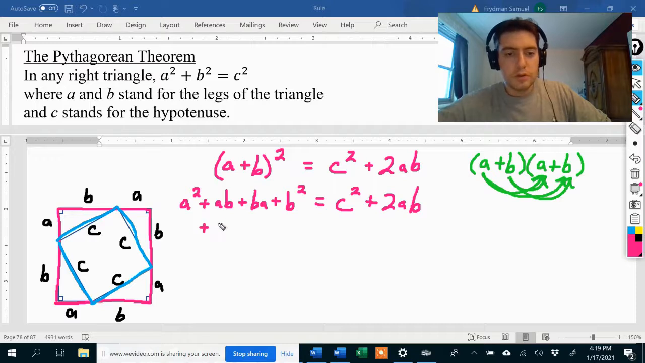a squared, and then ab plus another ab, even though it's written ba, I can think of it as being written ab because it means the same thing. So ab plus ab is 2ab. Okay, and then let me just copy this b squared over here.